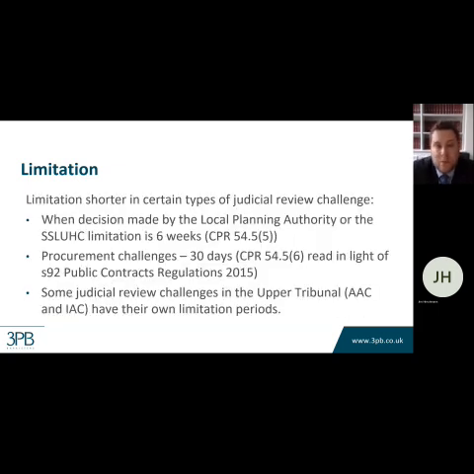Now, 3 months, promptly and in any event 3 months, is the default for most types of claims. It's worth bearing in mind, if you are doing this kind of work, that some types of judicial review challenges have far quicker limitation periods, particularly planning. 54.5(5) of the CPR provides that decisions made by local planning authorities or the Secretary of State for Levelling Up need to be brought within 6 weeks. Procurement challenges, it's 30 days, and in some judicial review challenges in the Upper Tribunal, there are also additional limitation periods. The overriding point to take away really is to make sure that you check.